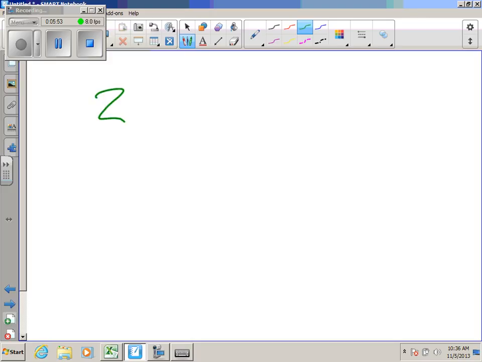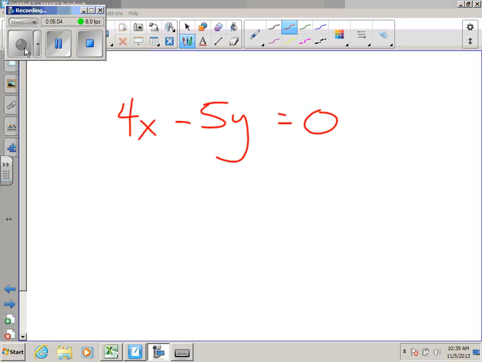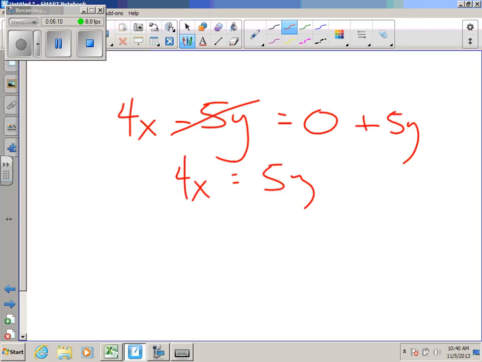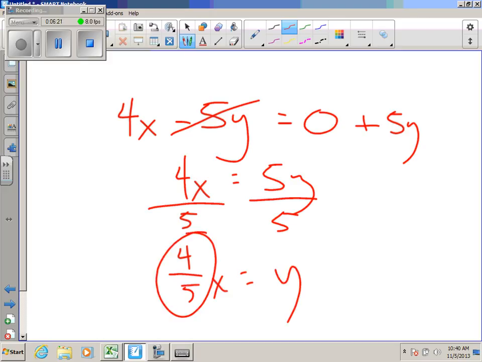So try this one. 2x plus y equals 0. Try to determine, first of all, if it is a direct variation, and if so, what's the constant? All right, we can go ahead and add 5y, and at least we make it positive, right, Kate? 4x is equal to 5y, divide both by 5. So 4/5 x is equal to y. Your constant then becomes 4/5.